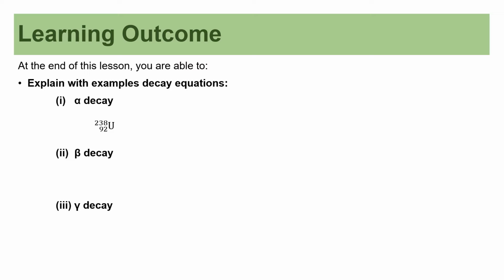Suppose we have a radioactive decay equation like uranium-238. When it undergoes alpha decay, what will happen? How about carbon-14? How do we complete these beta decay equations? As for gamma decay, what will thorium-234 be? How do we make both sides of all the radioactive decay equations equivalent to each other?